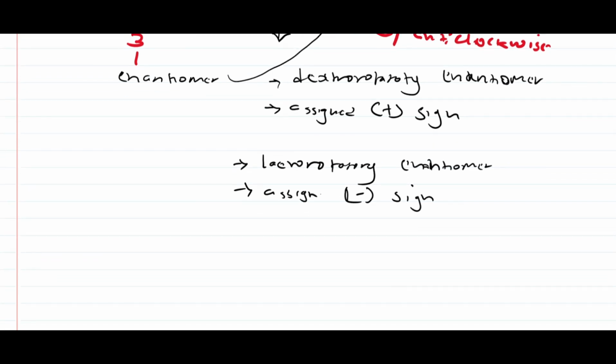Now that's what can be gotten in relation to chiral molecules and their relationship with optical activity, which is under optical isomerism.